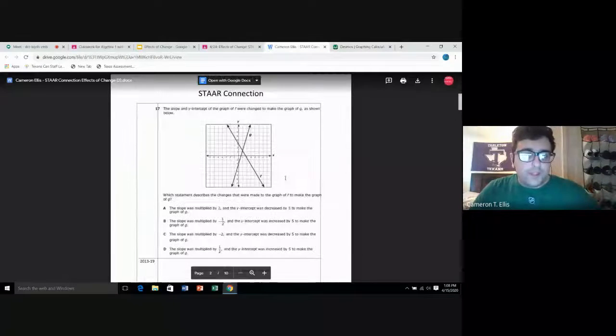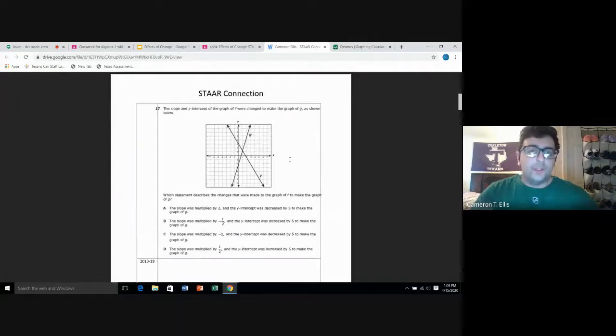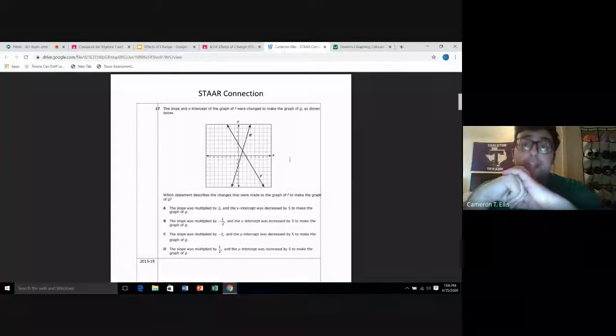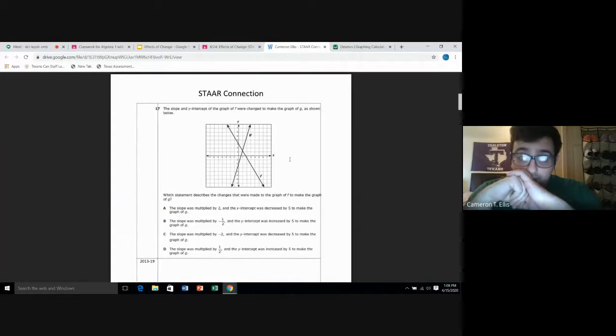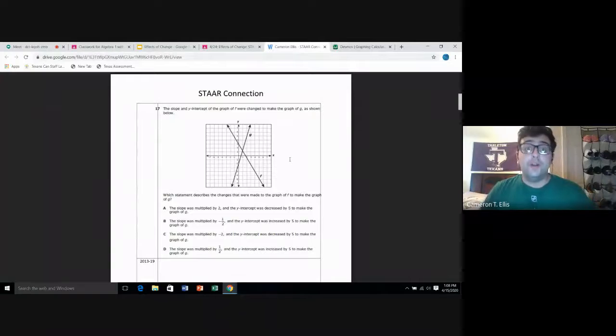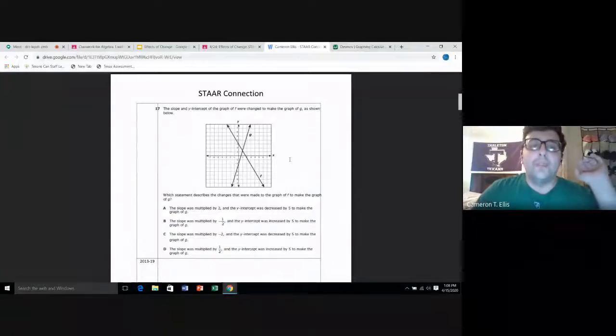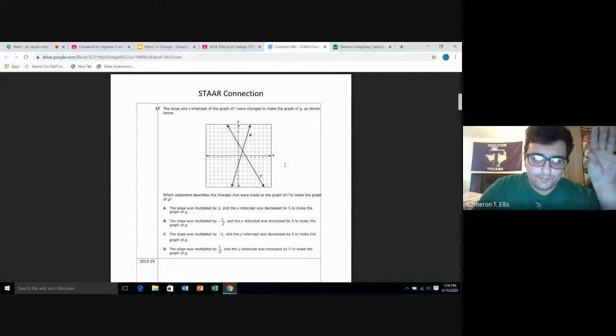Okay, move on to 17. The slope and y-intercept of the graph of f were changed to make the graph of g as shown below. Okay, so which statement describes the changes that were made to the graph of f to make the graph of g? Okay, this one is a little difficult, guys, but just bear with me. There's a way we can do this that it'll be a lot easier, all right?